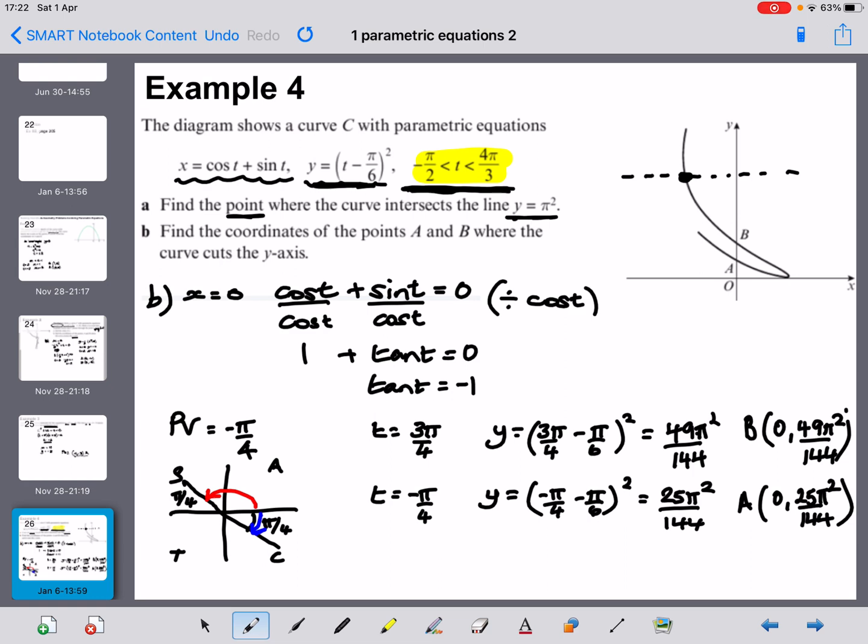Okay, that's the end of that video. In the next video, we're going to be looking at how to use this type of maths, but when it's involved in some sort of context.